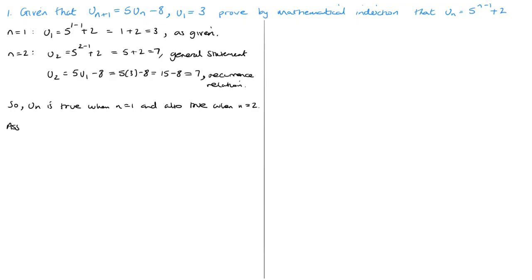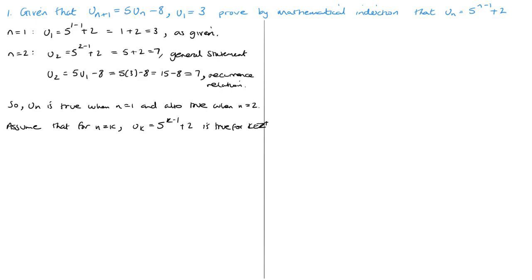Now my assumption, so assume that for n equals k, we've got uk equals 5 to the k minus 1, plus 2. And we're assuming that is true for all k, k being an element of the positive integers there.